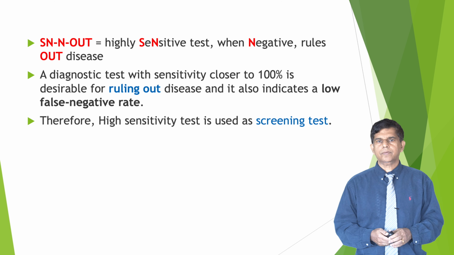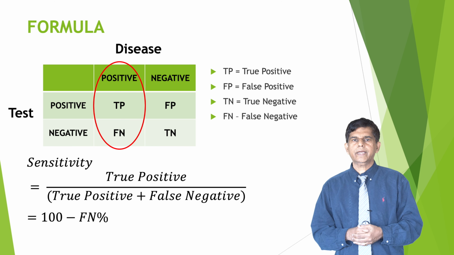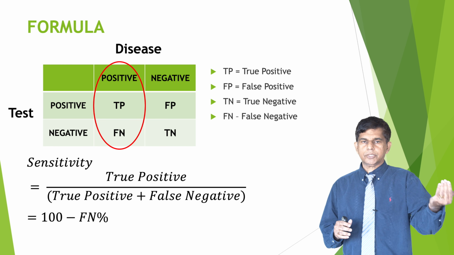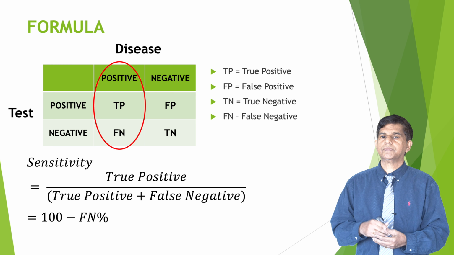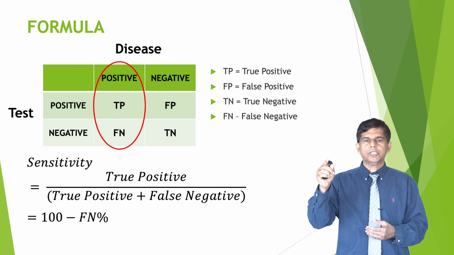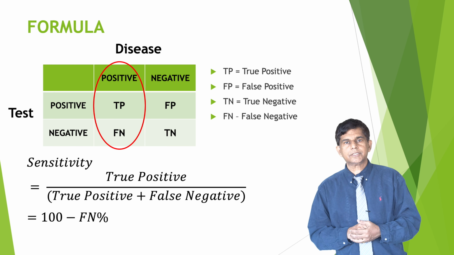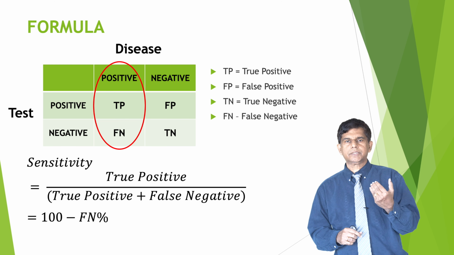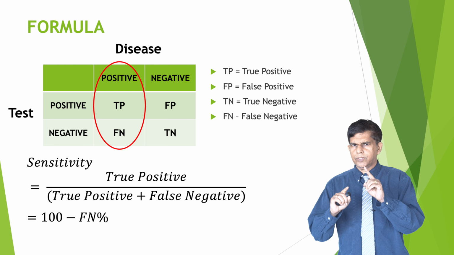Now let's get into the formula. First you make a 2 by 2 table. The disease positive and negative go on the top and the test positive and negative on the left, and then you look at the true positive, true negative, false positive and false negative. So what is the formula to calculate sensitivity? Sensitivity is true positive divided by true positive plus false negative. That's the sensitivity.